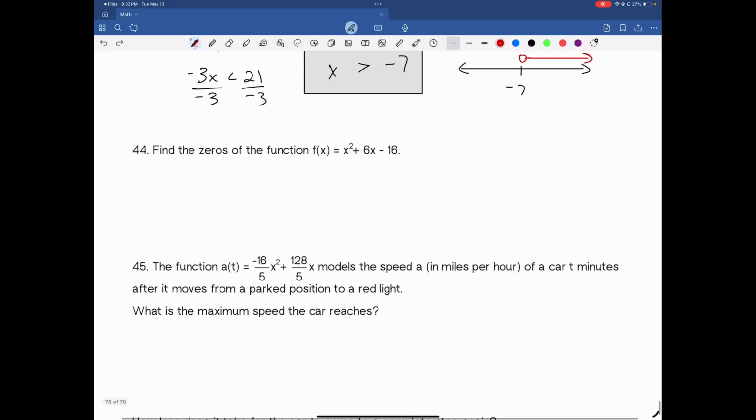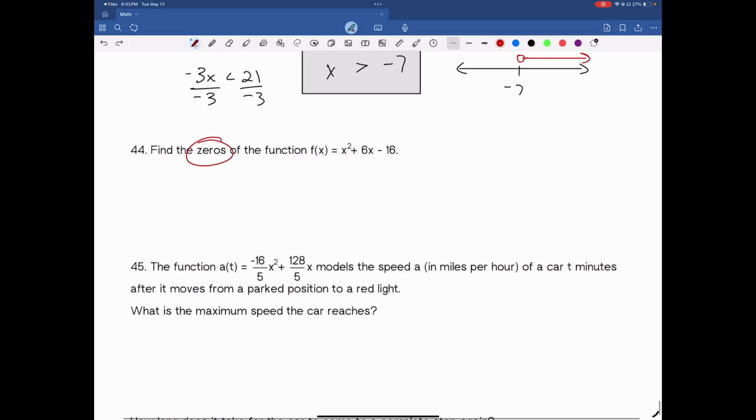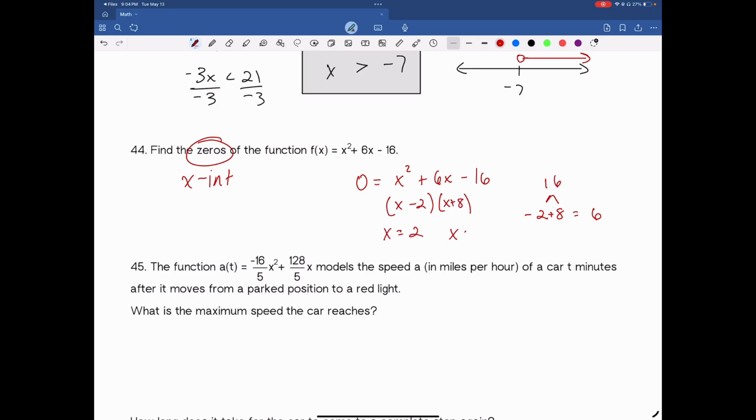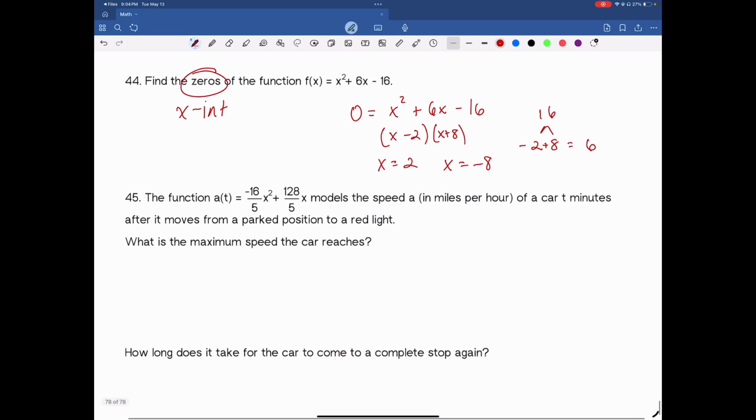All right. Find the zeros of the function. So remember, zeros just mean x-intercepts, so we want to set y equal to 0. We have x squared plus 6x minus 16, and I'm going to factor that. Factors of 16 give me 8 and 2. I need positive 6, so negative 2 plus 8 gives me 6. So I'm going to have (x minus 2)(x plus 8). So x equals 2, and x equals negative 8. Hopefully we feel good about factoring. Okay.